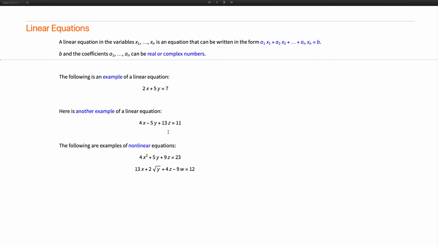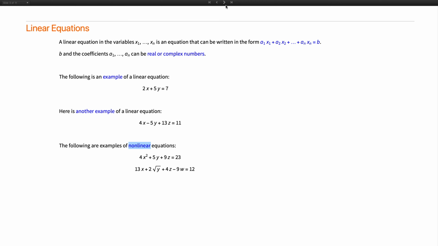On the other hand, there are two examples here of equations that are not linear. They are nonlinear, as we would say. The word nonlinear means anything that's not linear. The first equation has an x squared in it, so that cannot be linear. The second one has a square root of y in it, so it cannot be linear.